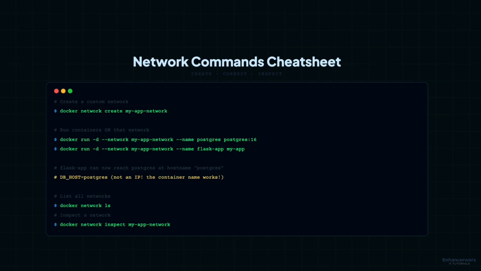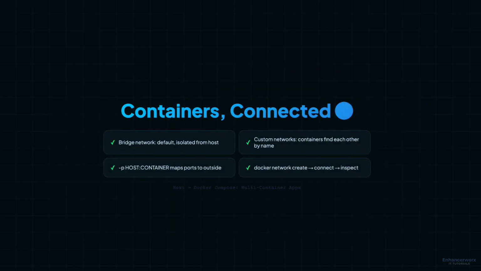Summary: Docker networks isolate containers while enabling seamless communication. Custom bridge networks provide automatic DNS, allowing you to use container names as hostnames. The -p flag exposes specific services to your host machine or the public internet. Next, Docker Compose, which automates all of this connectivity with a single configuration file.